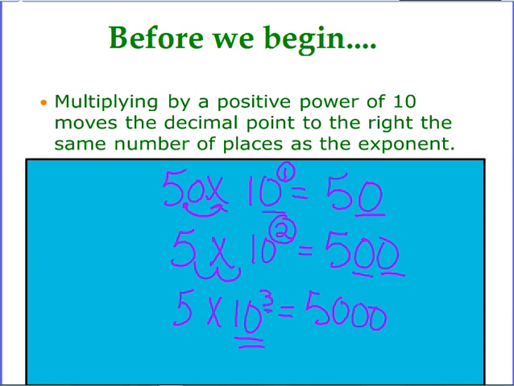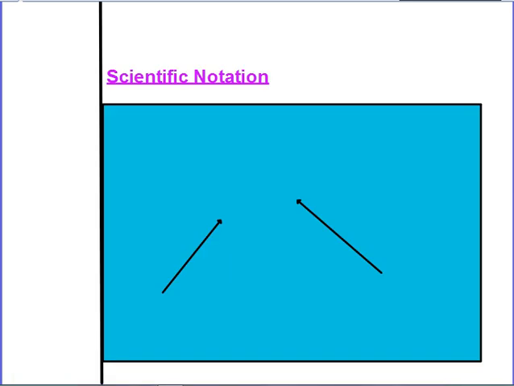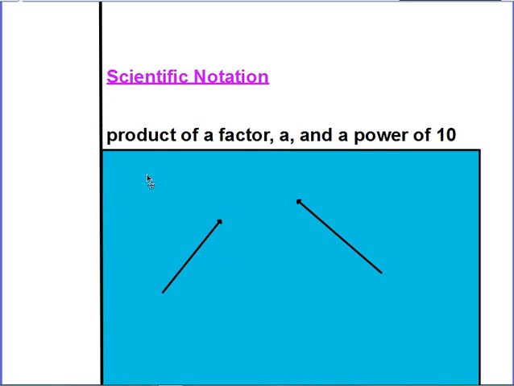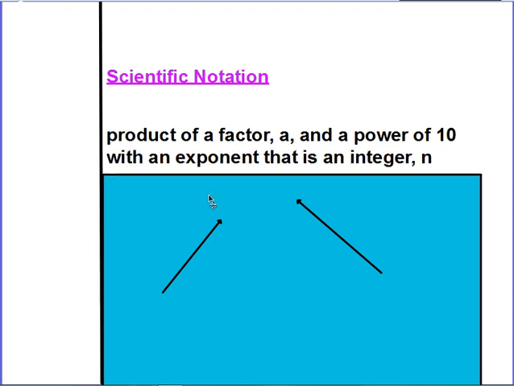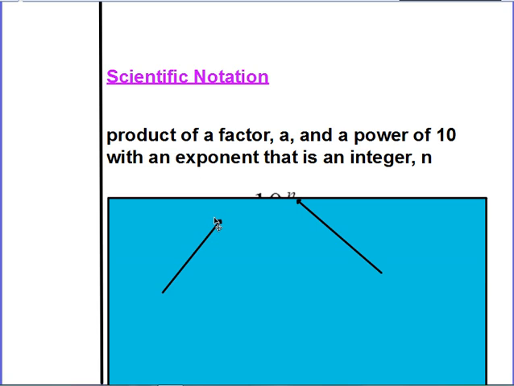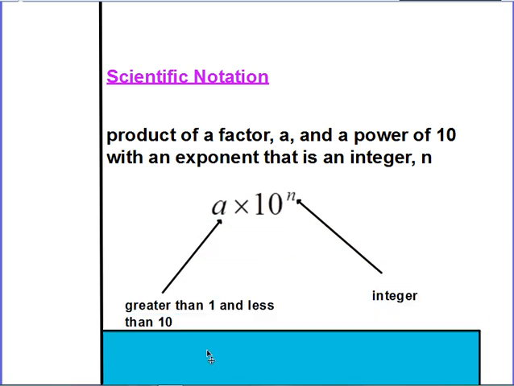Okay, so let's go back to the notes. What does scientific notation mean? It's going to look like a product of a factor A and a power of 10 with an exponent that is an integer. You should be writing this part down.